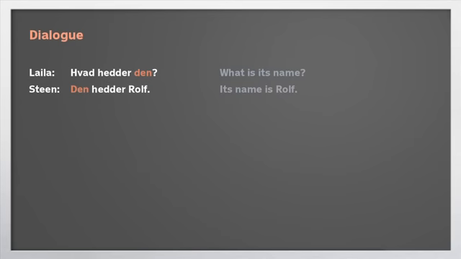In this dialogue, Layla and Scott speak about a dog. The dog is named Rolf, but is referred to as den, not han or hun. This is because the dog is not a human. Only people are referred to with han or hun.